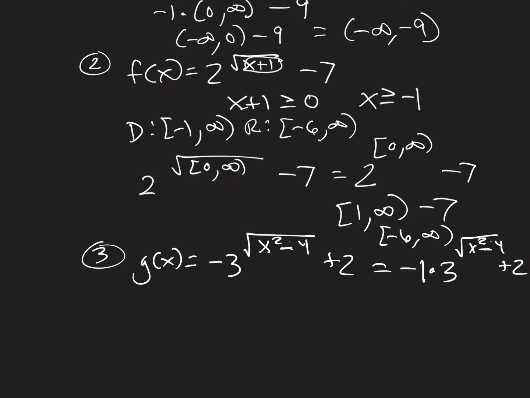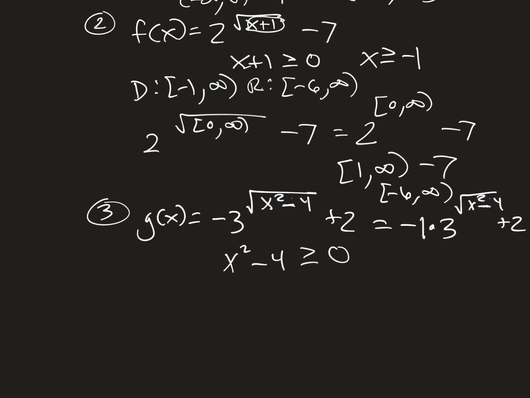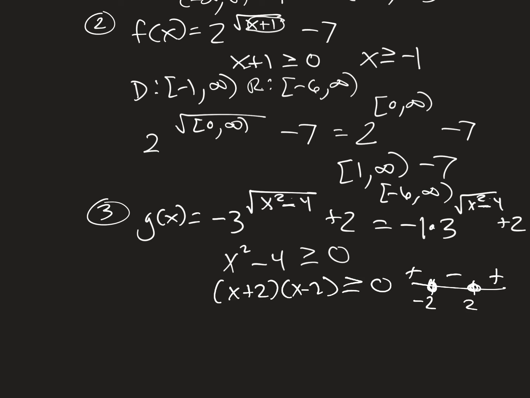Okay, all right, so let's start with the domain. X squared minus 4 has to be greater than or equal to 0. Well, how do we solve an inequality that's not linear? I'm going to do sign analysis. This is a difference of squares. I need it to be greater than or equal to 0, so it's going to be positive in this case at the extremes. So the domain here is -infinity to -2, inclusive of -2, union 2 to infinity, inclusive of 2. Okay, so that's the domain.